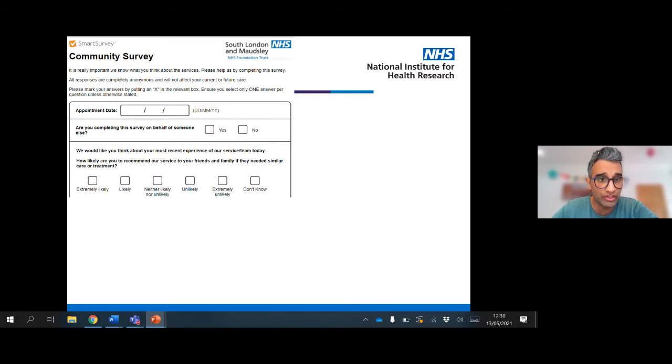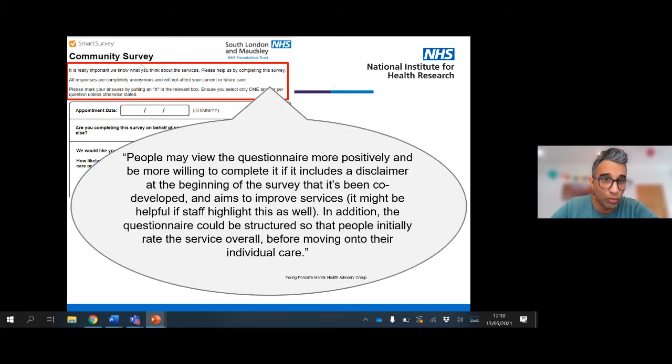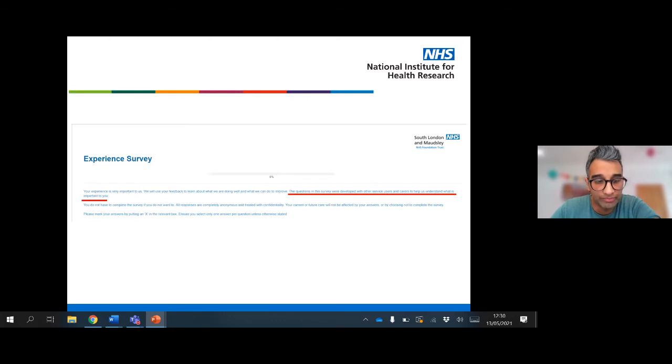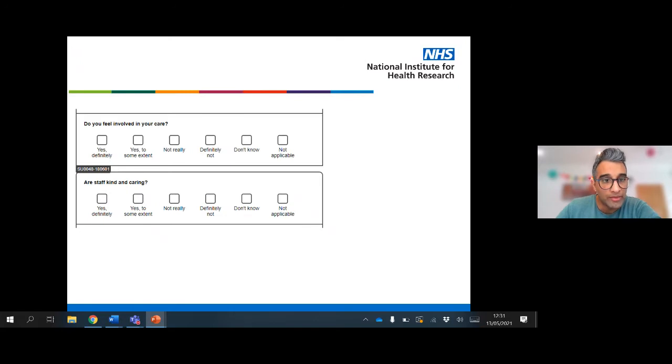I took this to our YPAG, and straight away they looked at it and said, actually, we could reword how the introduction is written here. One of the comments was that people may view the questionnaire more positively and be more willing to complete it if it includes a disclaimer at the beginning that it's been co-developed, and that the point of the survey is to improve the aims of the service, and various other things. I'm sure you have the recording, so you can read the comments on the slides later. You can see how the questionnaire survey was developed. This is what we added in, in red. This is the pilot version. This is the original questionnaire.